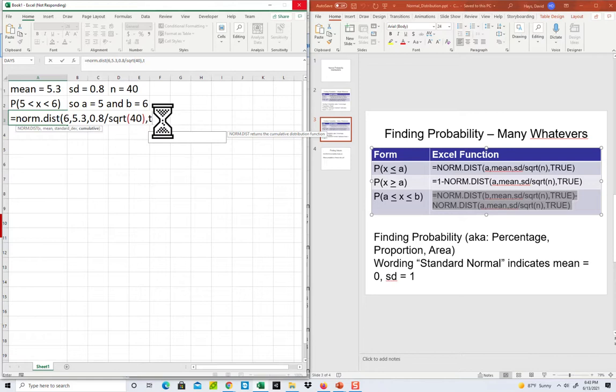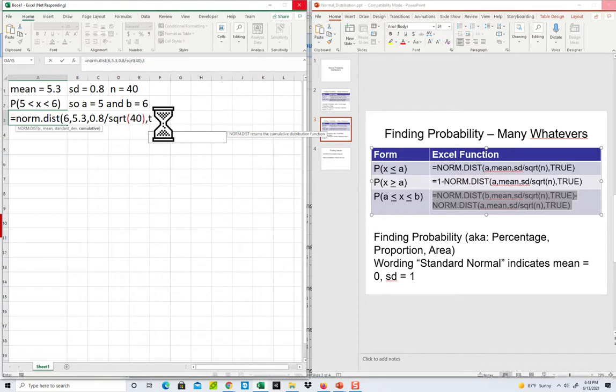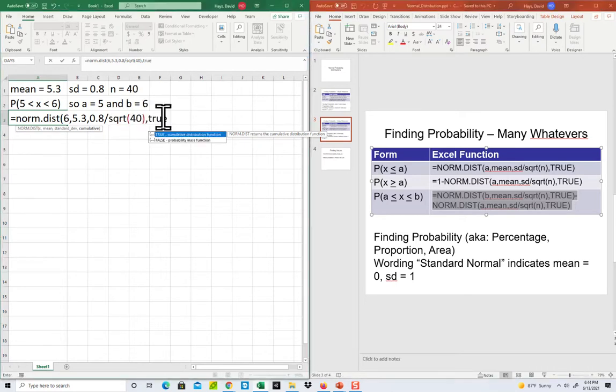So as my Excel comes back. Okay. I don't know why my computer is doing that every now and then. There we go. Sorry about that.